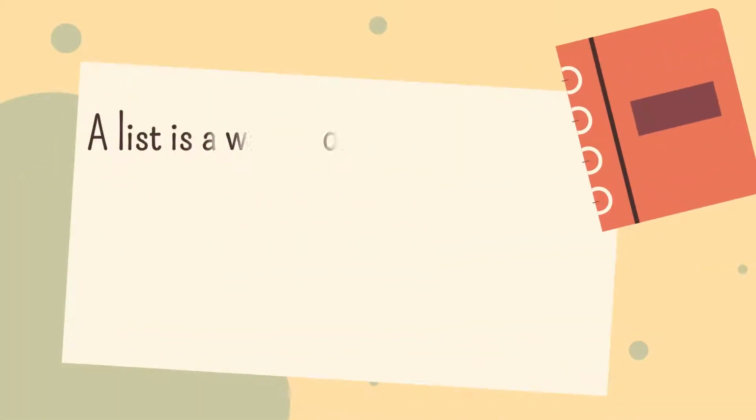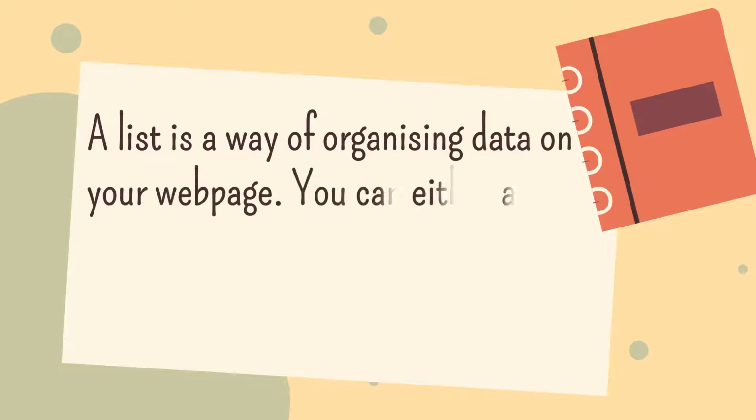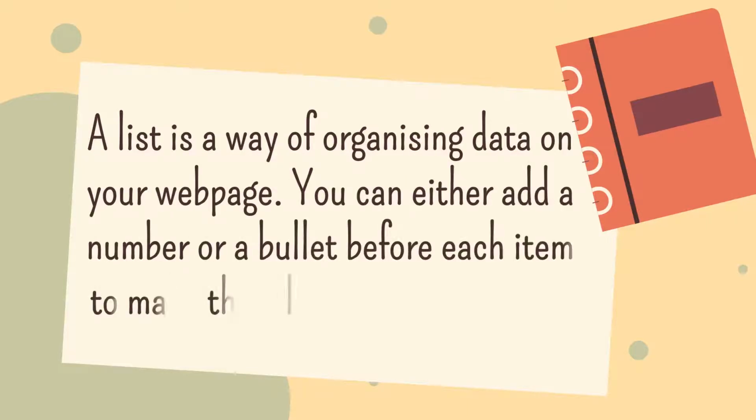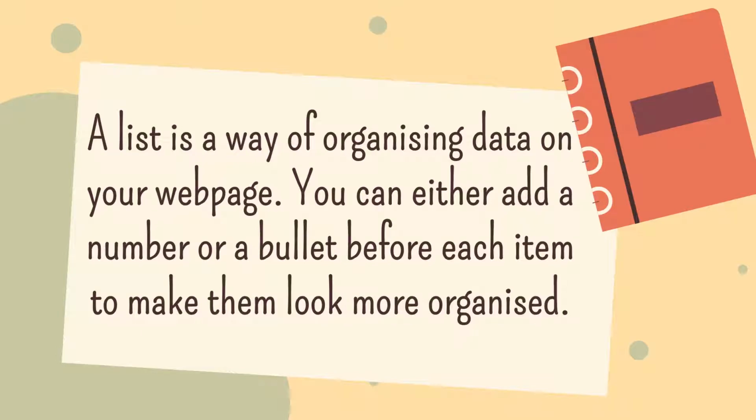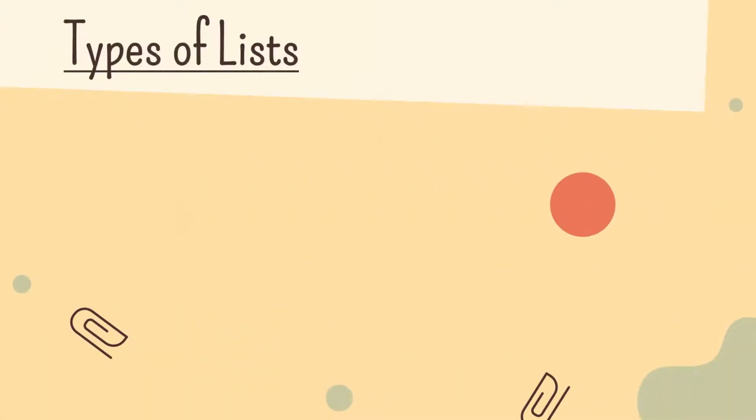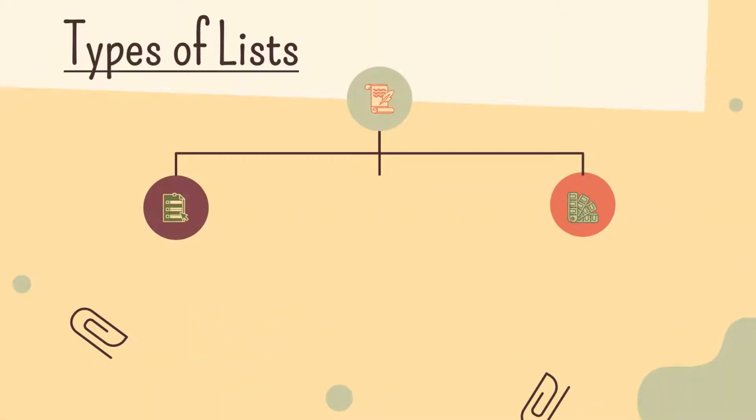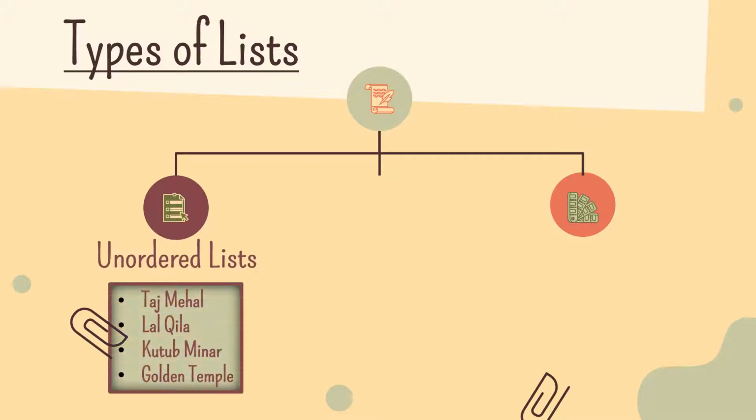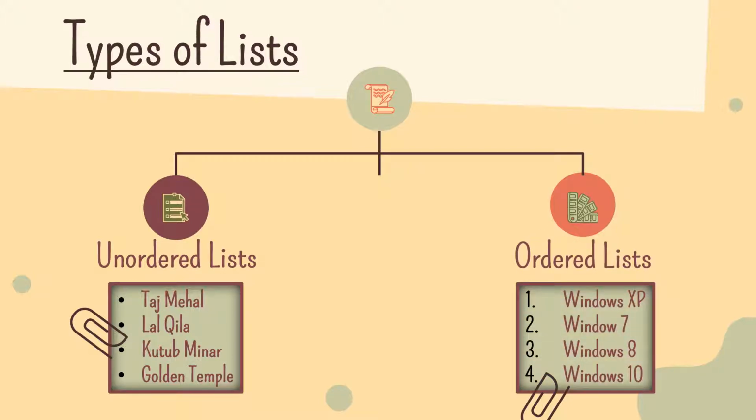Yesterday, I told you that a list is a way of organizing data on your web page. You can either add a number or a bullet before each list item. So in that way, we are having two types of list. One, unordered list or the bulleted list. Yesterday we had done the coding for the unordered list. Second type is ordered list or numbered list. Today we will learn the HTML tags for doing the coding for ordered list.